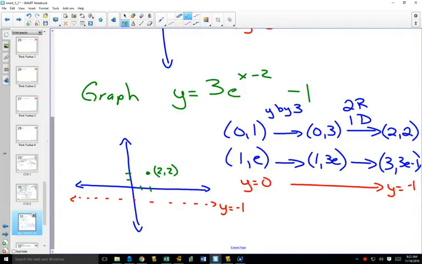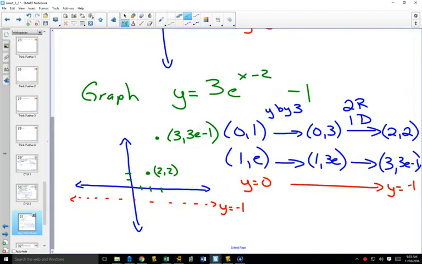3, 3e minus 1. Now, e is 2.7, which is not super close to 3, but kind of close to 3. So if you do 3 times 3 is sort of an estimate, you get 9. 3 times 2.7 would be 8.1. 8.1 minus 1 will get us to be at 7.1-ish, so I'm going to estimate that to be there and just label it as an exact value. If you had your calculator, you could approximate that to 7.18. No, 7.1 something or 7.2 something.